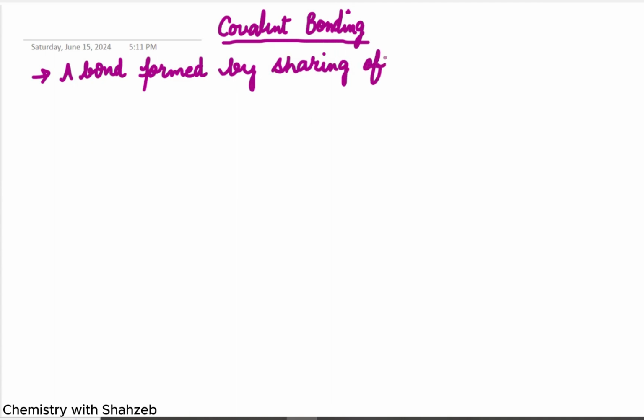Today our topic of discussion will be covalent bonding. So what is actually covalent bonding? Covalent bonding is basically a bond formed by sharing of electrons between two non-metals.